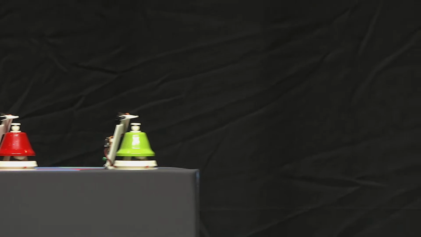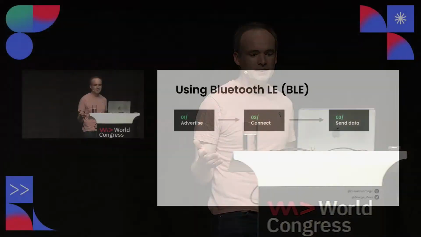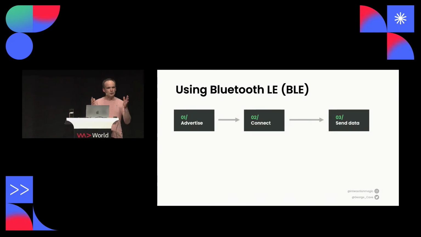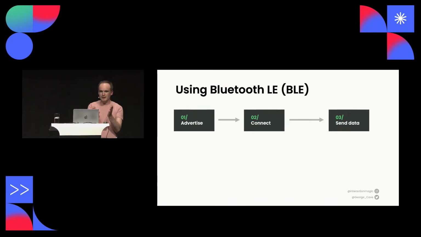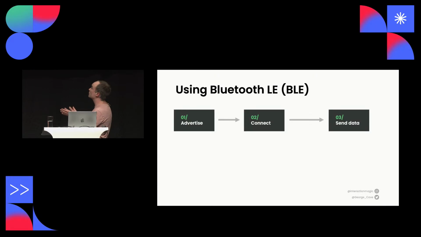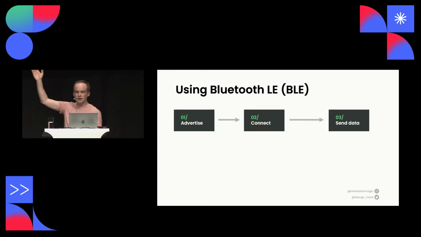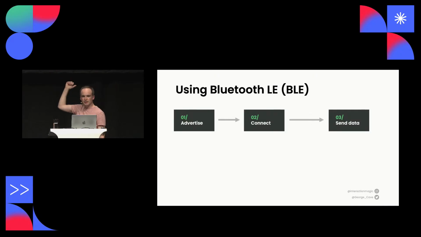So firstly, browser support for Web Bluetooth is exactly the same as Web USB. It's Chromium only. So Bluetooth LE, the low-energy part of Bluetooth 4.0. And there's basically three steps. We're going to advertise our device on the Arduino side, connect to it from the browser, and then send the data back and forth.